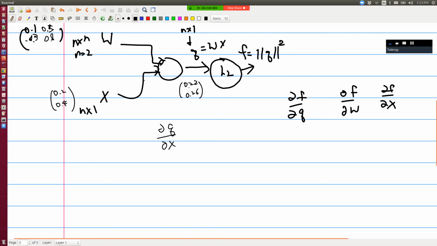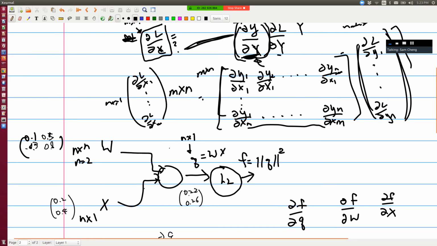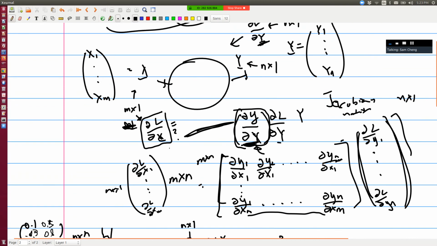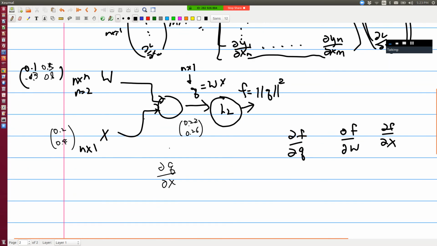Still 1 by 1, n by 1? Isn't it n by 1? Wait, we just have this here. You mean partial q, partial x. The partial of q with respect to x is W, right? Yes, actually you're right, but I want to ask what's the dimension first. Yeah, partial q, partial x is actually equal to W.